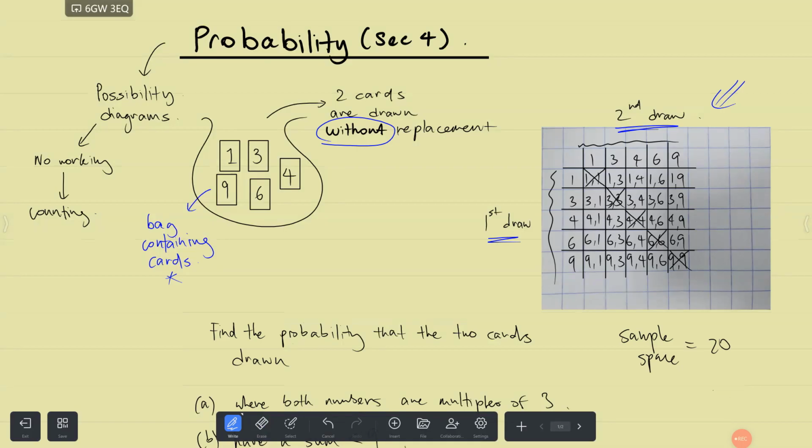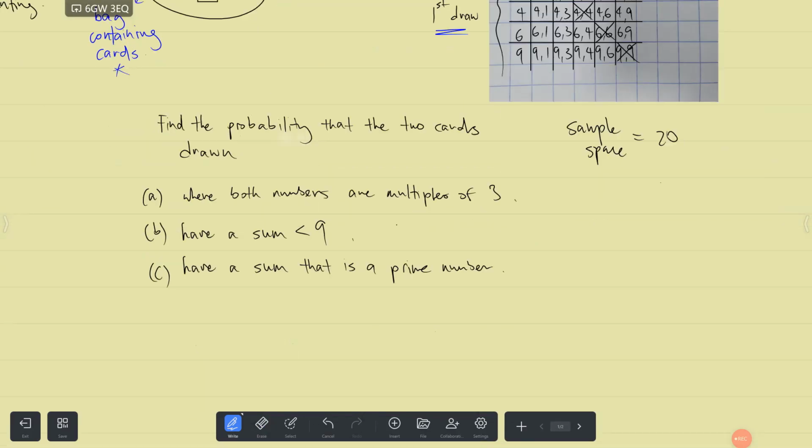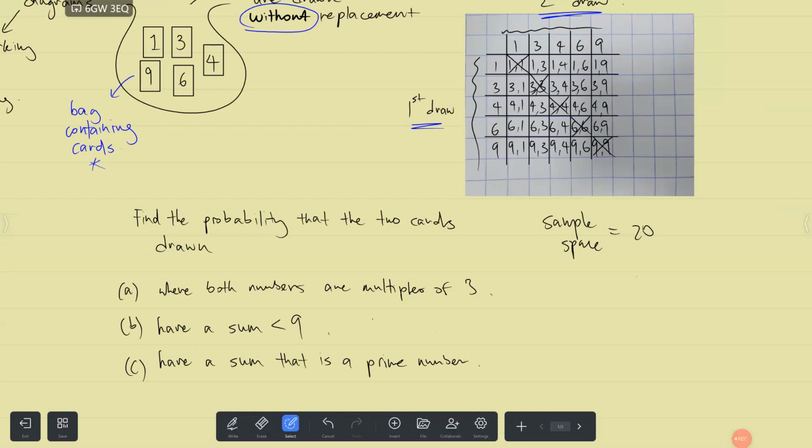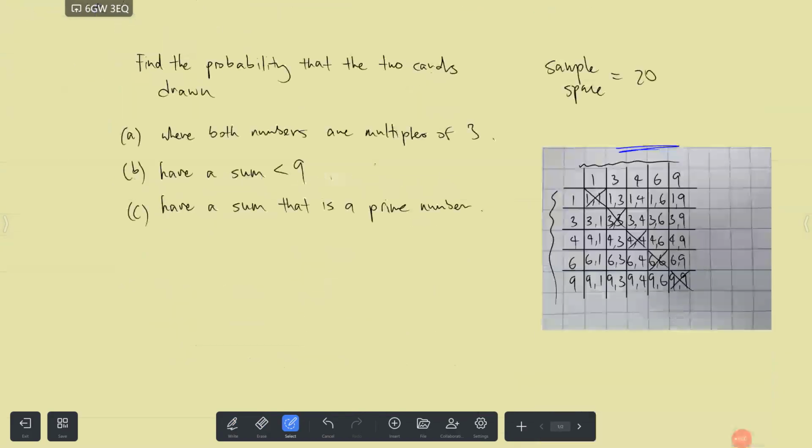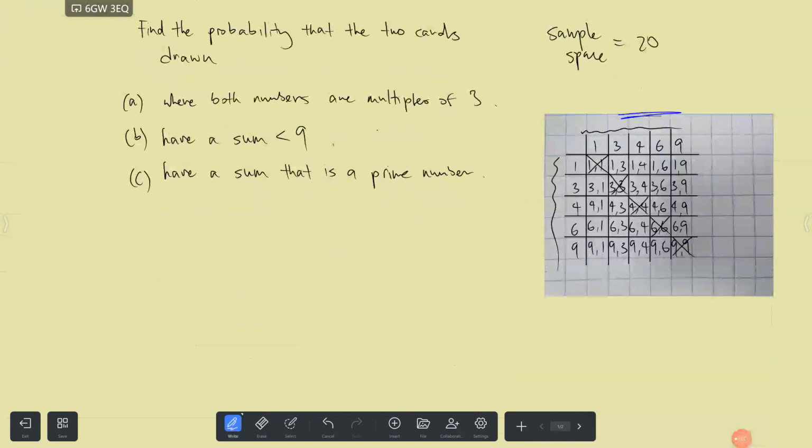Okay, let's run through the question again. Here we have 3 examples. Let me just copy down the table. So keep in mind again, when it comes to possibility diagrams, there is no working, only counting against your sample space. So first question, it says where both cards are multiples of 3. So you have 3, 6, and 9. There are probably a lot of boxes that have multiples of 3.